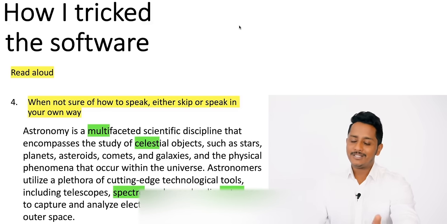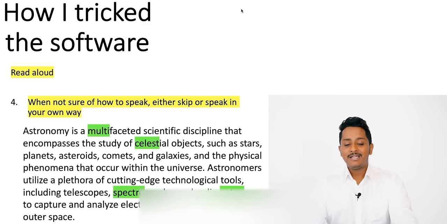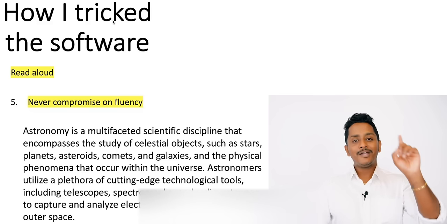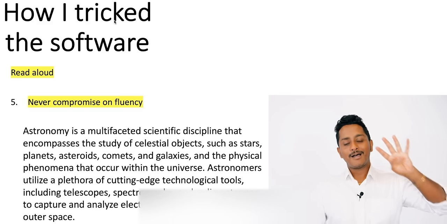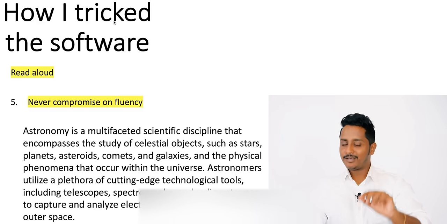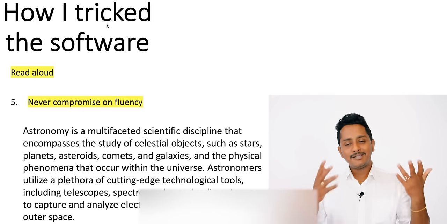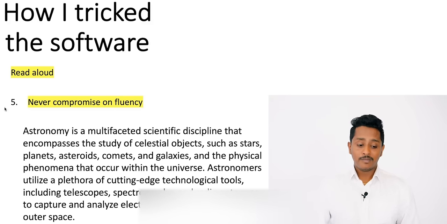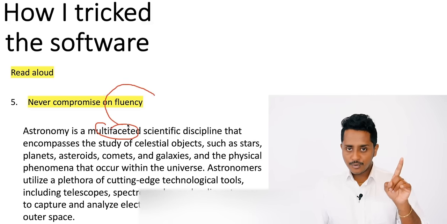Either you can skip or you can trick the software by speaking the word the way you want it, but fluency should not be compromised. This is the technique that I was talking about. You can go to any extent to get your fluency right. Fifth one, never compromise on fluency. All the techniques 1, 2, 3 and 4 are actually based out of this fifth technique called never compromise on fluency. This is the major way, this is the primary way with which you can actually trick the software. Skip difficult words, whatever it is, but fluency should not be compromised.